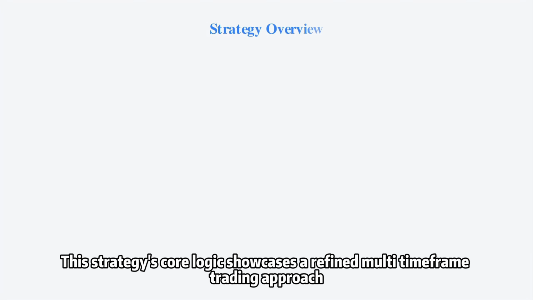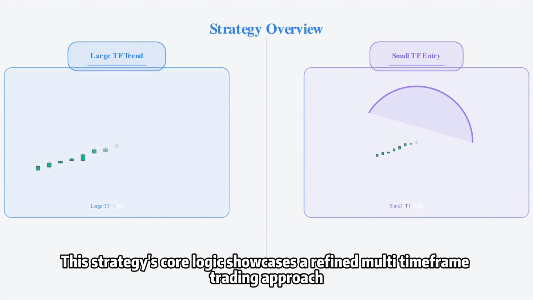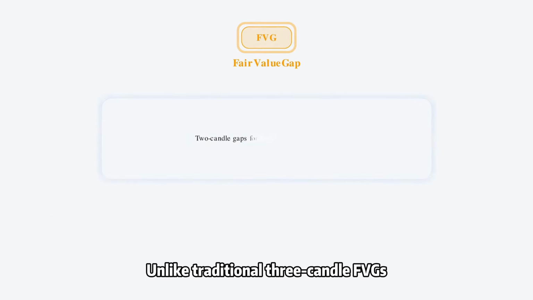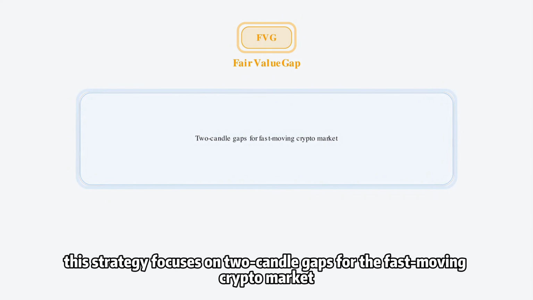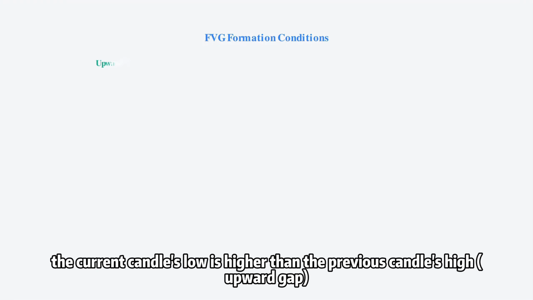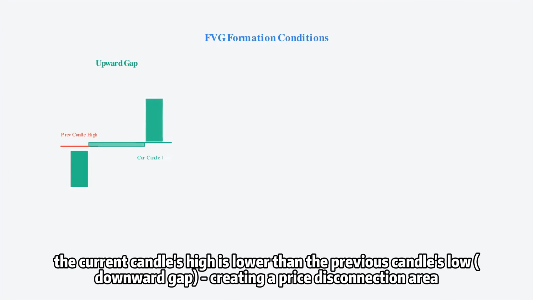This strategy's core logic showcases a refined multi-timeframe trading approach. The key indicator, IFVG, fair value gap, represents price gaps in the market. Unlike traditional three-candle IFVGs, this strategy focuses on two-candle gaps for the fast-moving crypto market. In this strategy, an IFVG forms when the current candle's low is higher than the previous candle's high, upward gap, or when the current candle's high is lower than the previous candle's low, downward gap, creating a price disconnection area.